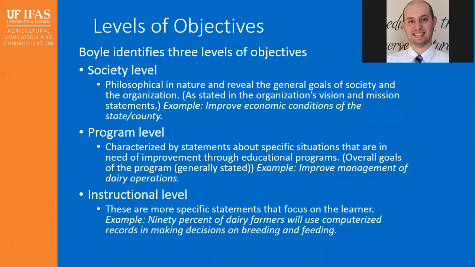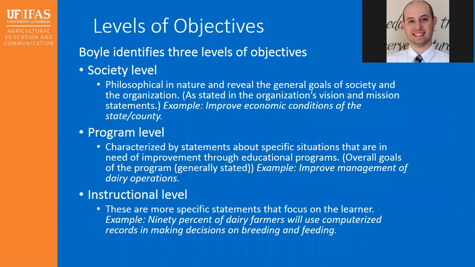For our purposes, it would be related to extension. So an example of societal level objective is improve economic conditions of the state or county. Program level objectives are characterized by statements about specific situations that are in need of improvement through educational programs. So these are really the overall goal of the programs generally stated. So for example, improvement management of dairy operations.